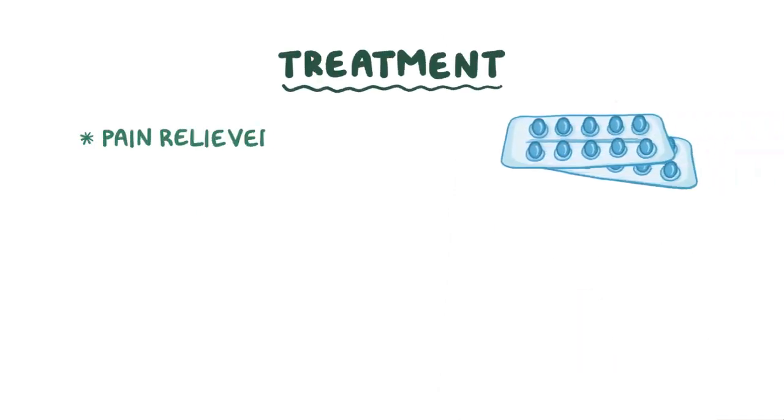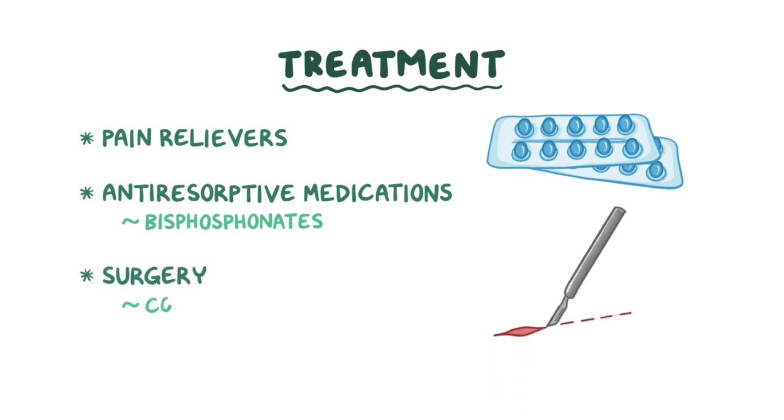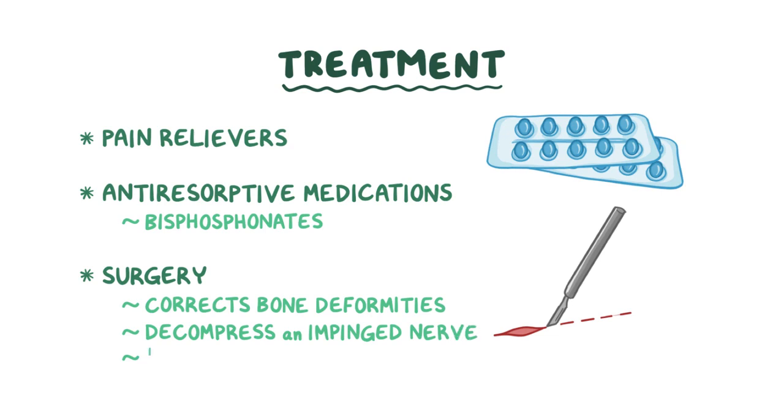Treatment of Paget's disease of bone includes pain relievers as well as anti-resorptive medications like bisphosphonates, which slow down the bone lysis. In addition, surgery can help correct bone deformities, decompress an impinged nerve, and reduce associated fractures.